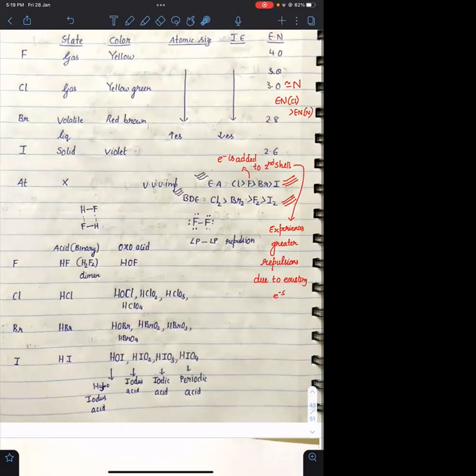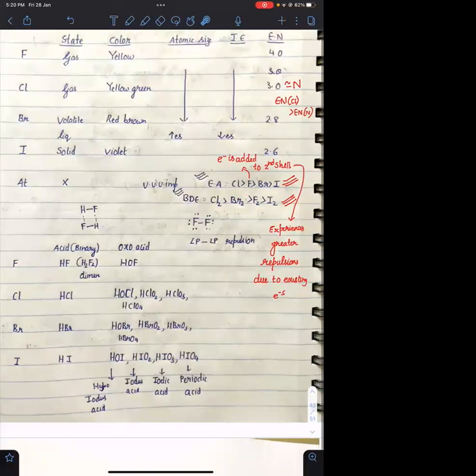In the bond energy data, down the group, as bond length increases, bond energy has to decrease. This is the expected order. That means fluorine should have the highest bond energy. But look here, fluorine has bond energy lesser when compared to bromine. Less than chlorine, and less than bromine too.